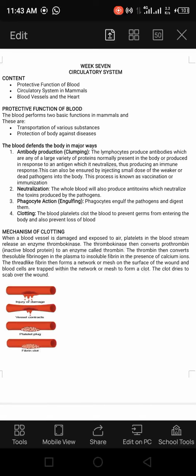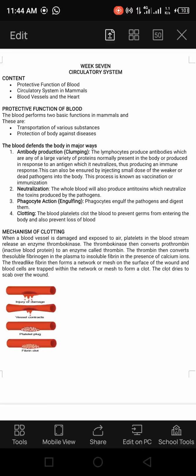For antibody protection, we have the lymphocytes, which produce antibodies in a large variety of proteins and act in response to an antigen, which neutralizes it, thus producing an immune response. Now, this can also be ensured by injecting a small dose of weaker or dead pathogens into the body, which is a process called vaccination or immunization, which I know we've all taken at one point in our life.